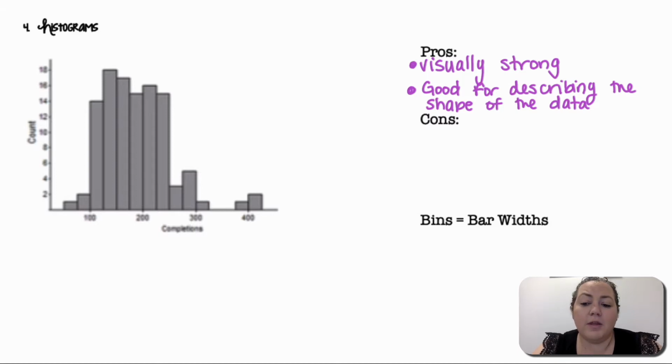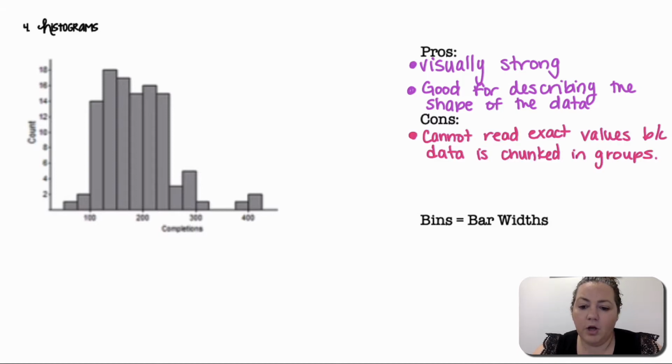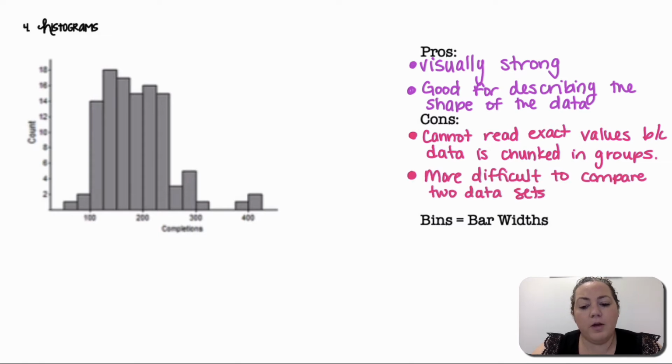They're good for describing the shape of the data. Some cons are that you cannot read the exact values because the data is chunked into groups. And it's more difficult to compare two data sets because you can't always have that side-by-side direct comparison. You have to have two separate graphs.